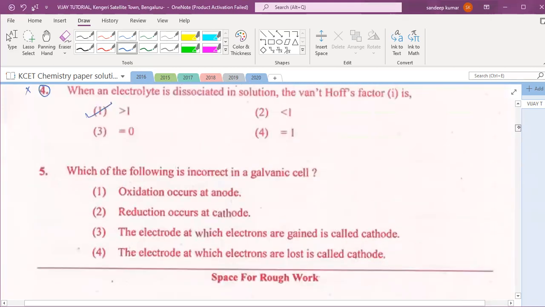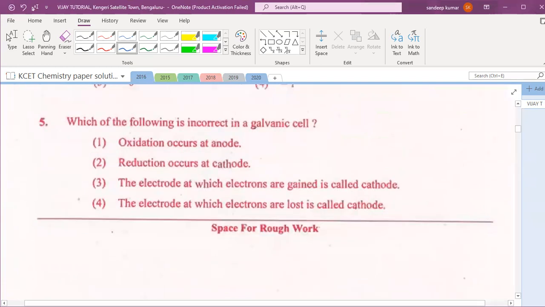Next, question number 5. Which of the following is incorrect in a galvanic cell? It is a question of electrochemistry. Oxidation occurs at anode, it is correct only. At anode oxidation takes place, reduction occurs at cathode, this is also correct. The electrode at which electrons are gained is a cathode, that is also correct, because the gain of electrons is reduction only. So at cathode reduction takes place. The electrode at which electrons are lost is a cathode? No, the electrode at which electrons are lost means oxidation is happening, that is an anode. So the 4th option is incorrect.